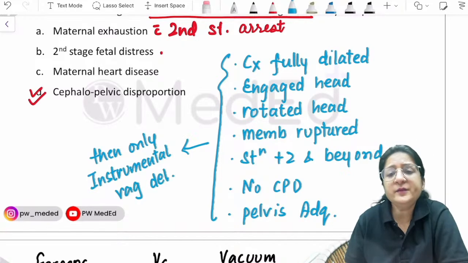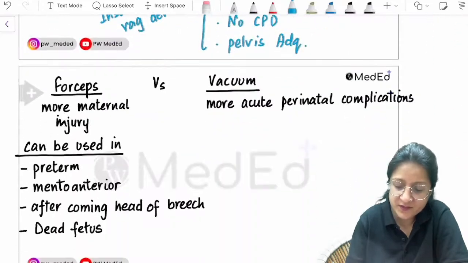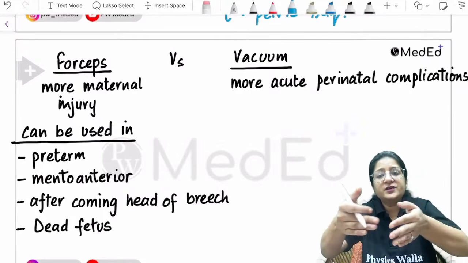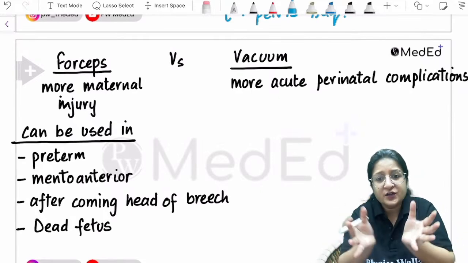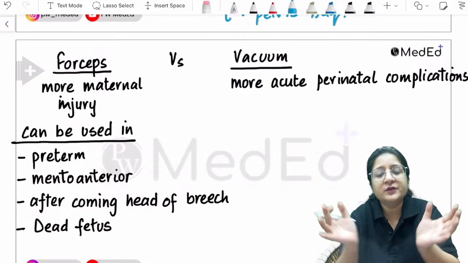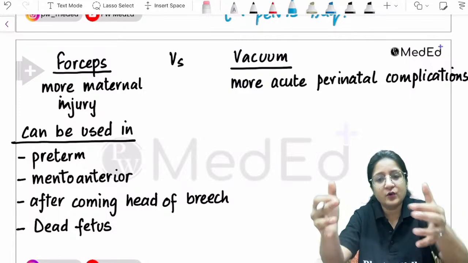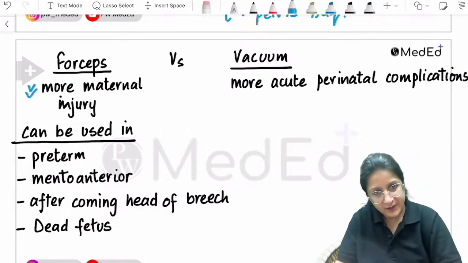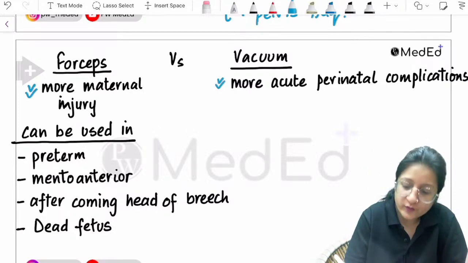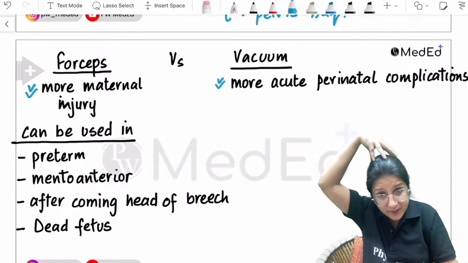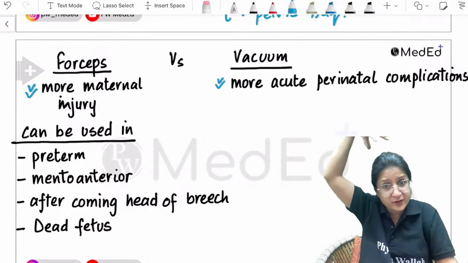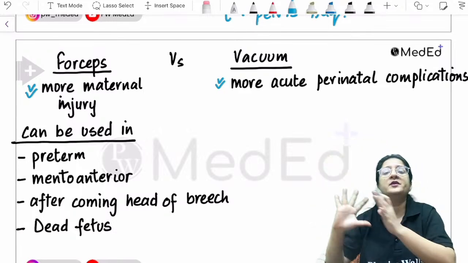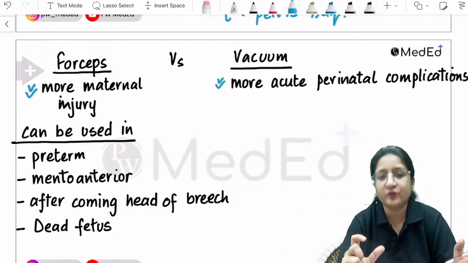Okay, now important points of difference between forceps versus vacuum. Forceps are instruments which are introduced into the vagina, so they are going to be more traumatic to the maternal tissues, the vaginal walls, the cervix and everything, right? So forceps cause more maternal injury. Whereas vacuum is applied on the baby's head, and suction energy is applied on the baby's scalp, so more acute perinatal complications happen with vacuum as compared to forceps.